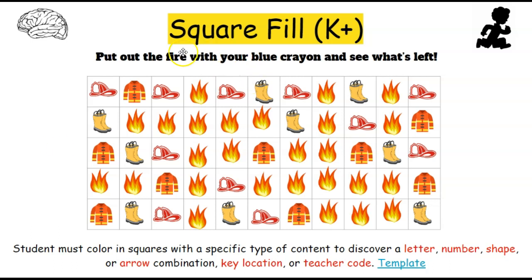In the example that I've given you, put out the fire with your blue crayon and see what's left. So once all of the fire has been colored in, what's going to remain are some numbers here. So we have this first one is going to be a 5. Our second number over here is going to be a 2. And our last number over here is going to be a 4.